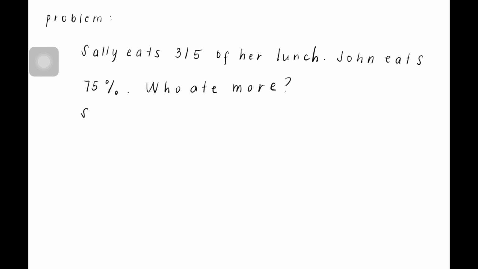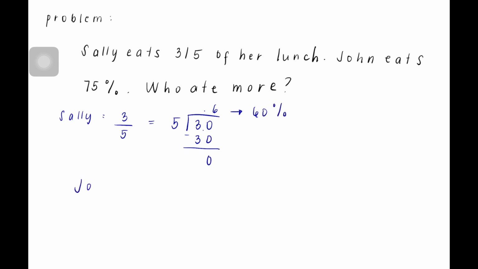To answer this problem, we must convert 3/5 into a percentage. So if you remember, the key here is to divide 3 by 5. We get 0.6, and to convert it into a percentage, we move the decimal point 2 places to the right. Therefore, Sally only ate 60% of her lunch, thus John ate more.